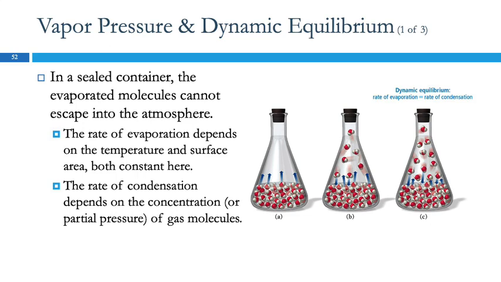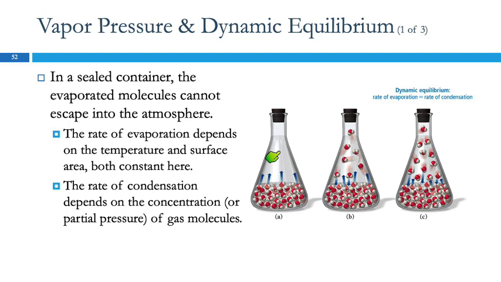So we have 2 processes here. We have water evaporating. That's going to depend on the temperature of the water and the surface area of the water. And then we have condensation happening. Condensation is going to depend on how many gas molecules are up here. We could think of that as the concentration or the pressure of the gas molecules.